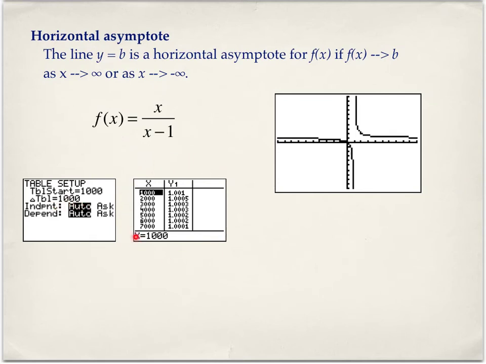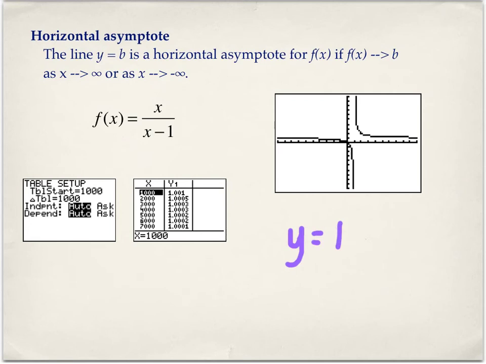Then if you look at your table, second in graph, you can see what those y values are going to be. Even as my x values get really big, you can see my y values are all going to be really close to 1. They'll never get to 1, but they're going to be really close to that. So that's why we would say that in this particular case anyway, the horizontal asymptote would be y equals 1.